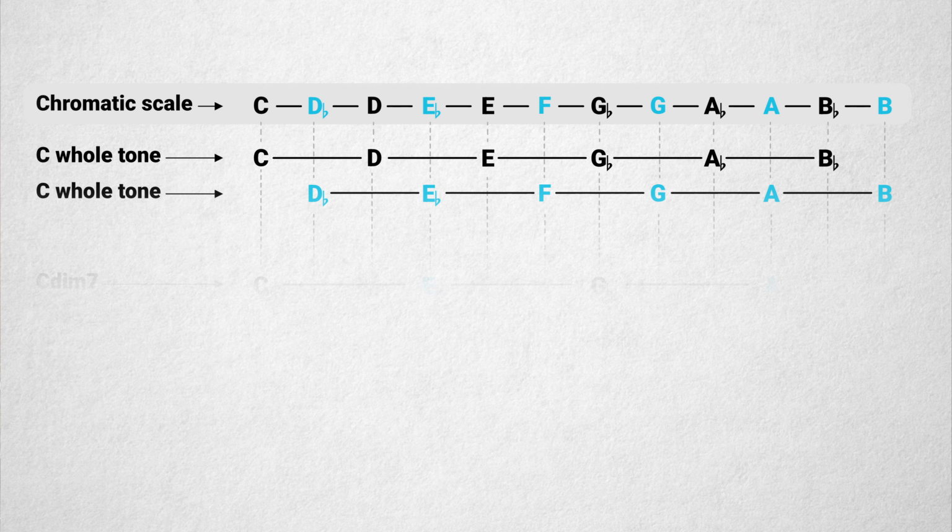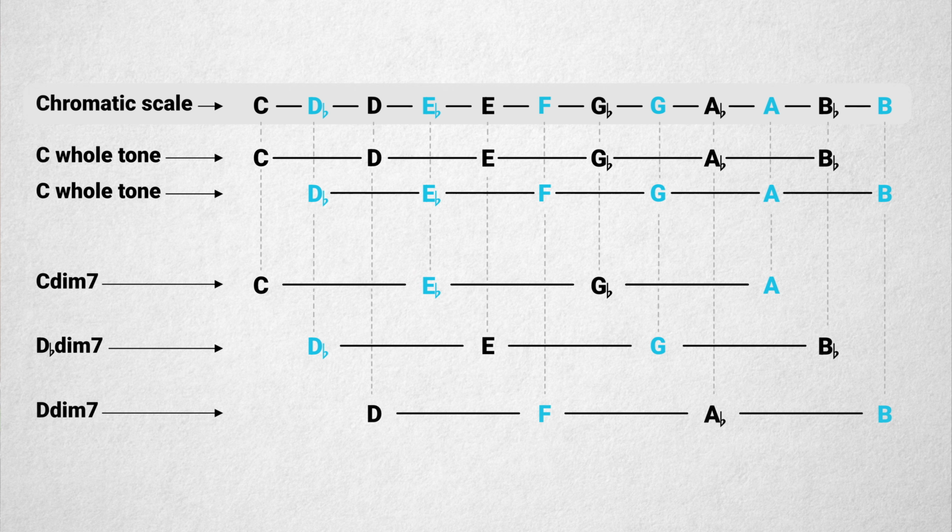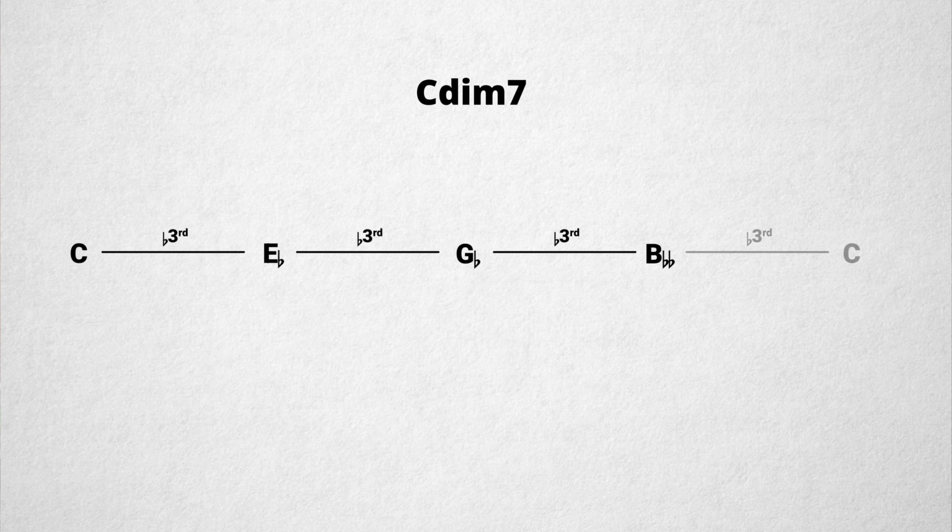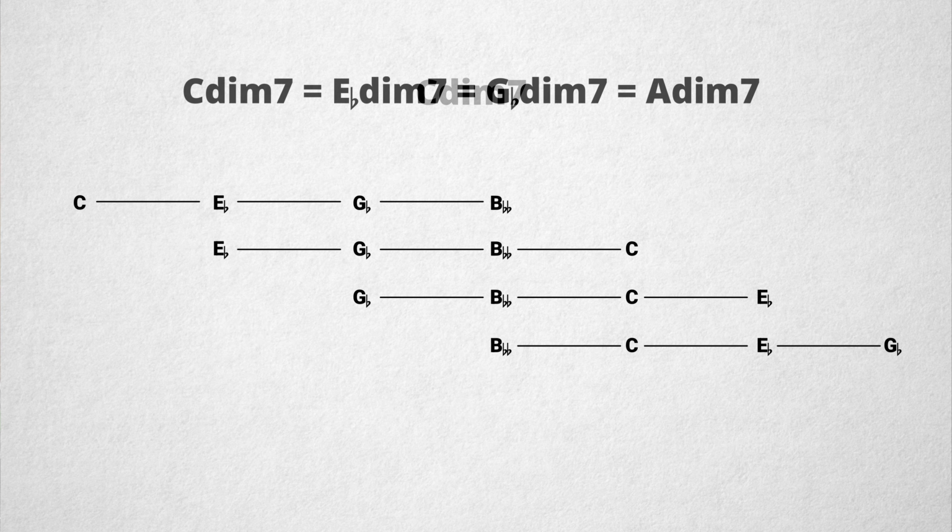Now, from those 2 whole tone scales, we'll see the birth of 3 diminished chords that each share half of the DNA from one of the 2 whole tone scales. C diminished 7, D flat diminished 7 and D diminished 7. And these chords are again symmetrical chords that are built from only minor third intervals. Every note in the diminished 7 chord can be the root, so every inversion is in fact the same chord.